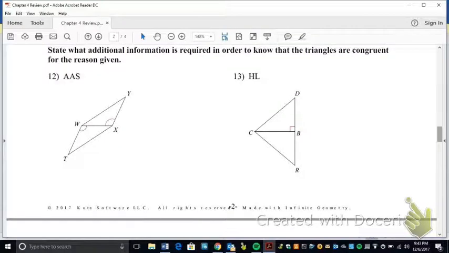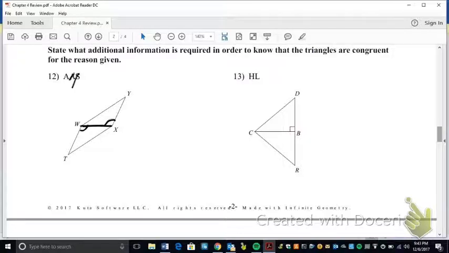Say what additional information is required in order to know that the triangles are congruent for the reasons given. This is 12 through, I think, 15. So here we have AAS. That's angle, angle, side. So keep in mind, that's two angles and the non-included side. So those are our two angles. That's our side, WX. So we're missing another angle.